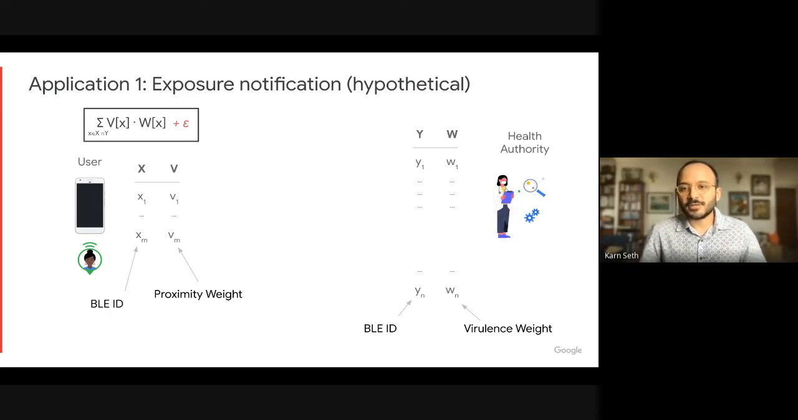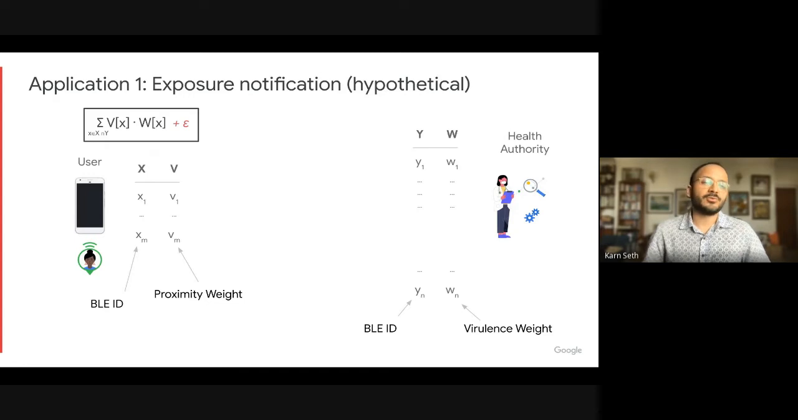And on the server side, you could think of the server as holding a data set of all the users who reported being infected with a particular disease, say COVID-19. And the weight could represent the virulence of that user on a particular day. So for example, there could be one row for each user day here. And so the output of an inner join, private join compute in this setting would be, for those IDs who the user was in close contact with, the product of the proximity weight and the virulence weight, which could give in some sense how likely the user was to be infected, and potentially with some noise added.